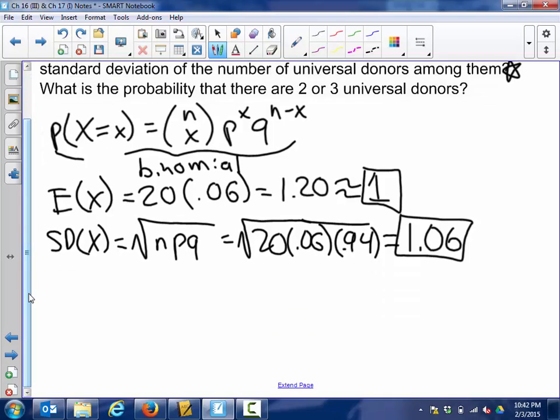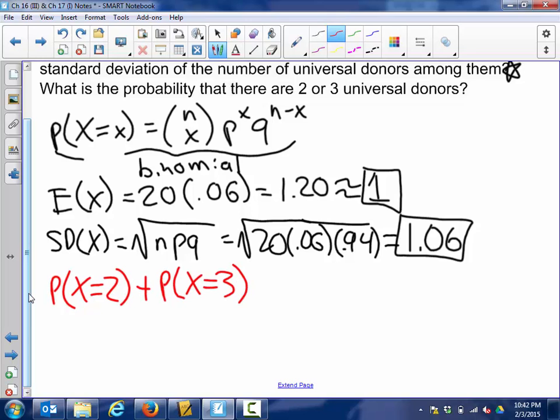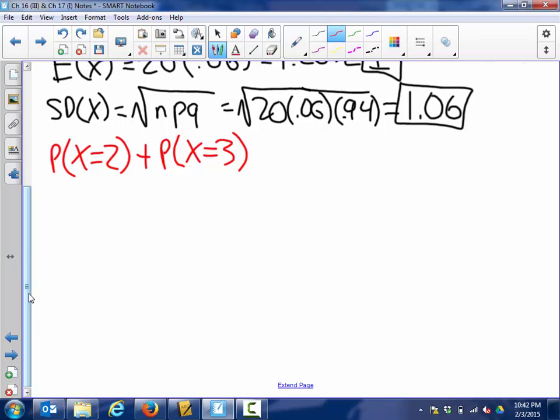So we've answered this first piece, which I'll star at the end of that question. Then they want to know, what's the probability that there are 2 or 3 universal donors? Using our binomial model, what's the probability that x is equal to 2 plus the probability that x is equal to 3? Why don't we answer this by solving each chunk?